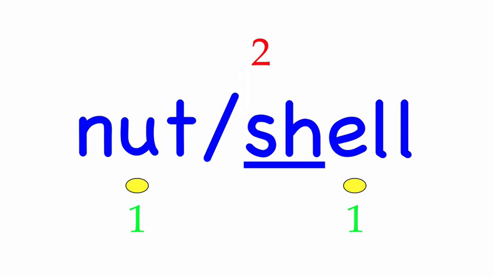The floss rule says if a word ends in F, L, or S with a short vowel just before the F, L, or S, we double the F, L, or S.